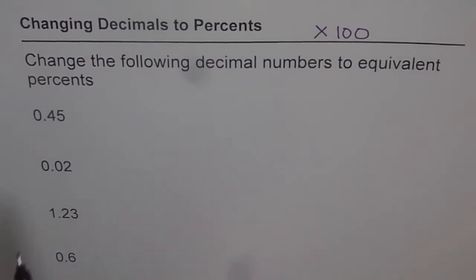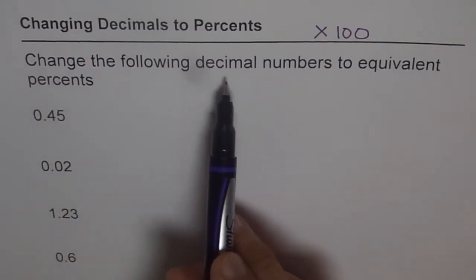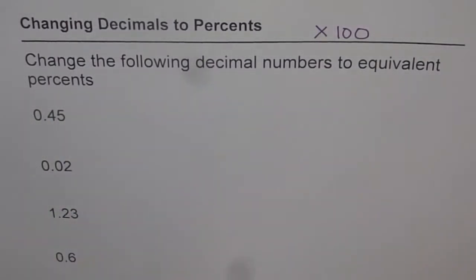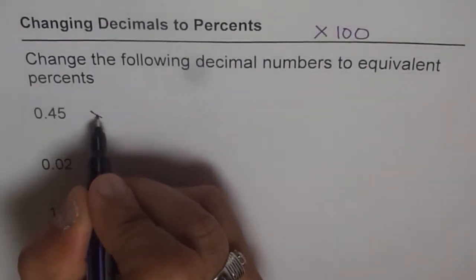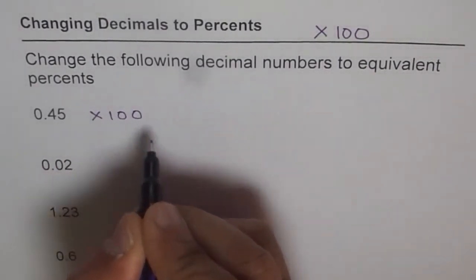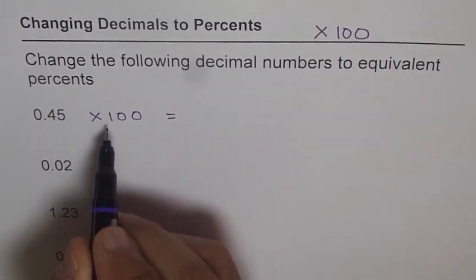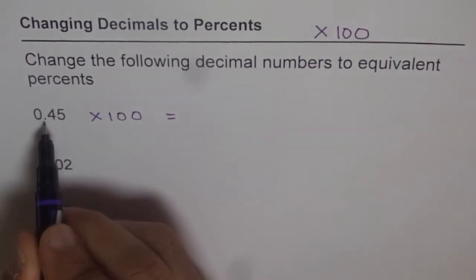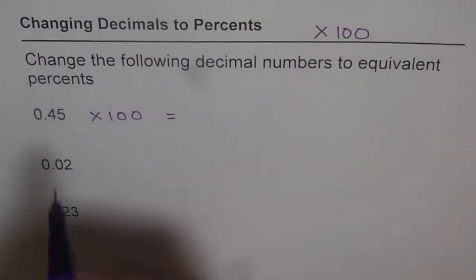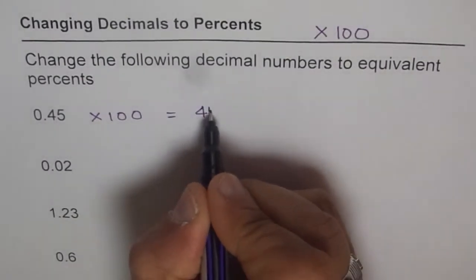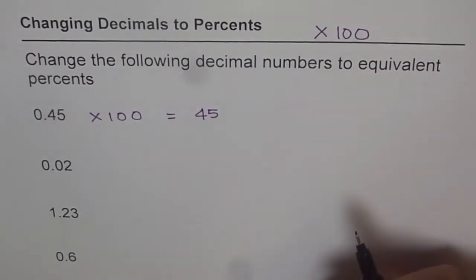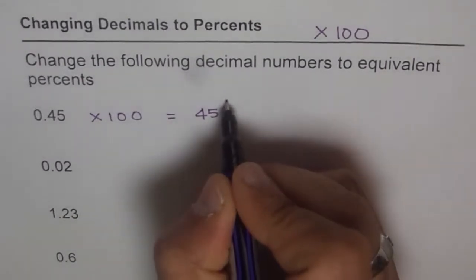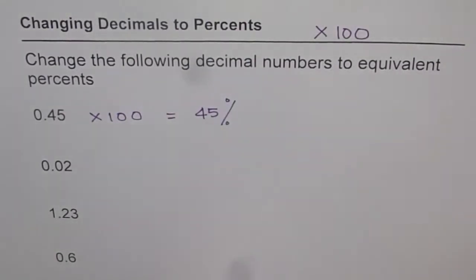So the question before you is: change the following decimal numbers to equivalent percent. We'll times them by 100 and then write down our answer. Times 100 equals what? Times 100 really means moving the decimal 2 places to the right. So it becomes 45. Percent is always written with a percent sign, so you have to add the percent sign.